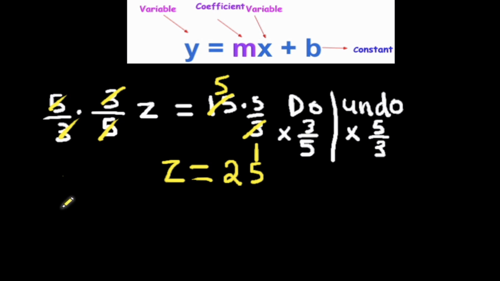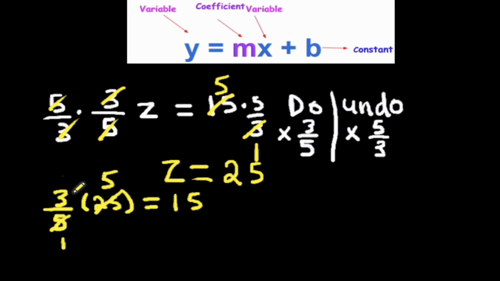So what we can now do is substitute to make sure that this solution is correct. So we started off with 3/5. z is now 25, so 3/5 times 25 is equal to 15. So now let's go ahead and simplify. 5 goes into 5 once. 5 goes into 25 5 times. 3 times 5 is 15. 15 equals 15. So 25 is the correct solution here.